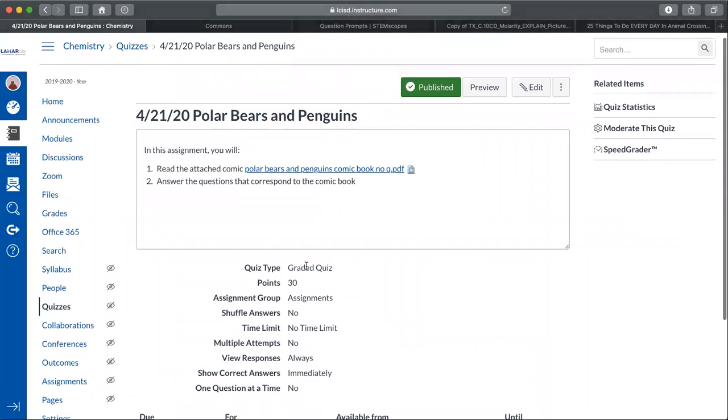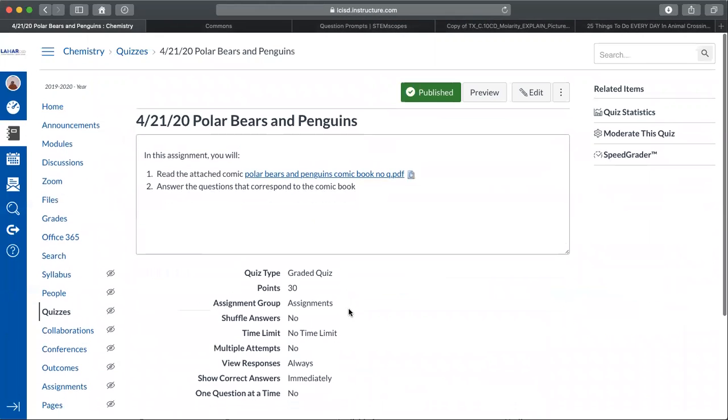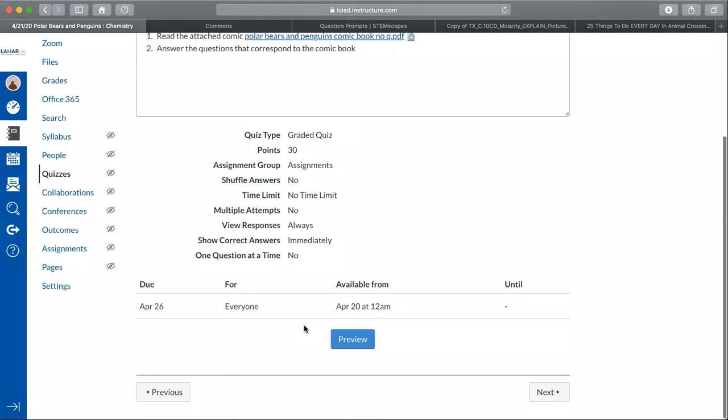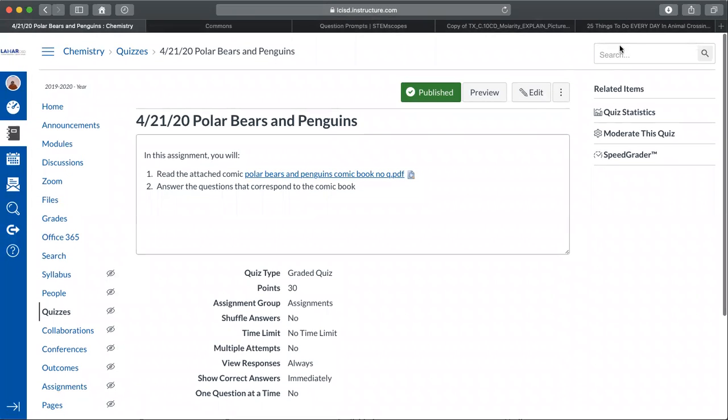So this will be the graded assignment. This is the one I am grading. Today is Wednesday, so you still have about 4 more days to finish it. Make sure you get this in. If you have any questions, just let me know.